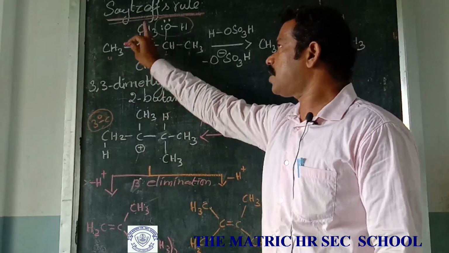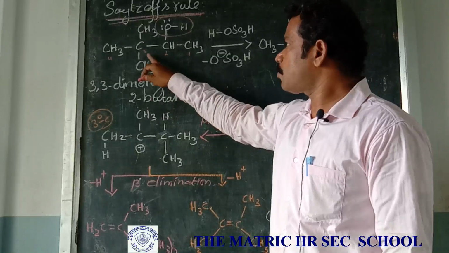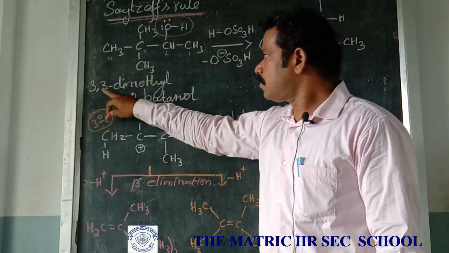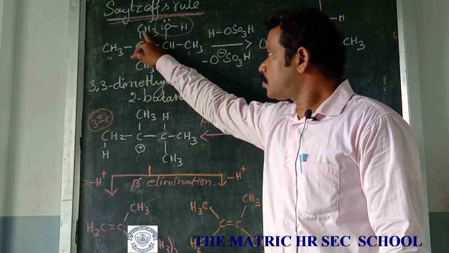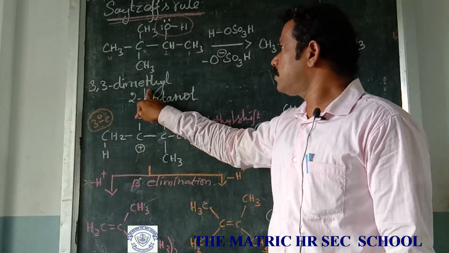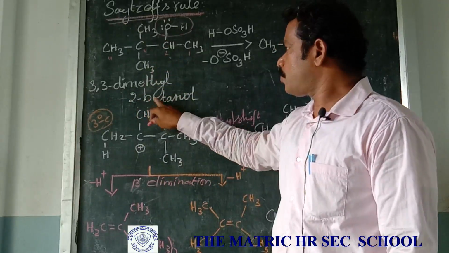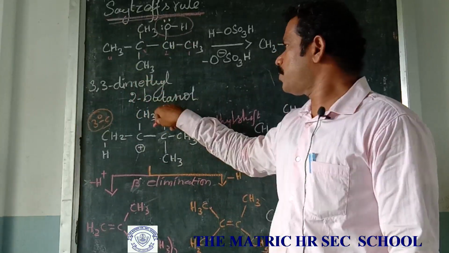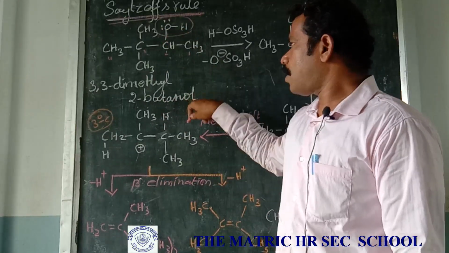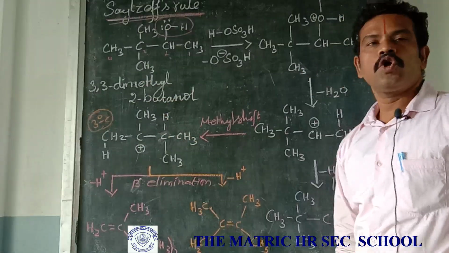This alkyl group is called a methyl group. So the alkyl groups present at carbon 3 are 3, 3, two alkyl groups. So dimethyl. The second carbon has the OH. So but, 4 carbon butane. The hydroxyl group is at 2. So 3,3-dimethyl 2-butanol.